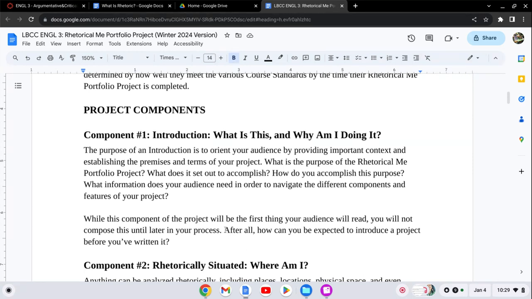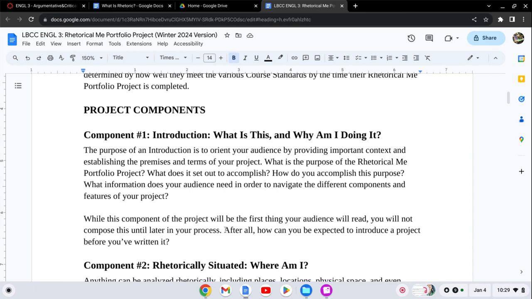What is this and why am I doing it? The purpose of an introduction is to orient your audience by providing important context and establishing the premises and terms of your project. What is the purpose of the Rhetorical Me Portfolio Project? What does it set out to accomplish? How do you accomplish this purpose? What information does your audience need in order to navigate the different components and features of your project?